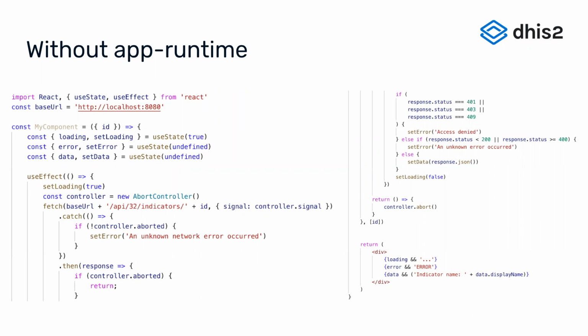Again, we're going to get into more detail about this next week, but this is before the application runtime and the declarative data fetching. This is how data fetching worked for fetching, for instance, indicators in DHIS2. And this is actually probably simpler than a lot of actual production use cases of this data fetching, because it makes a lot of assumptions.